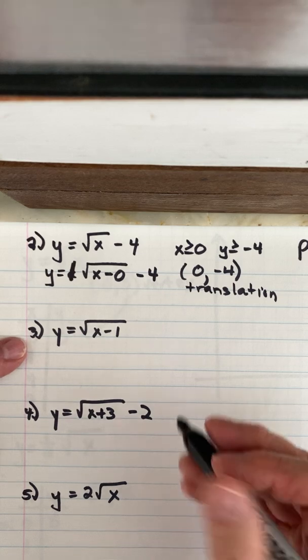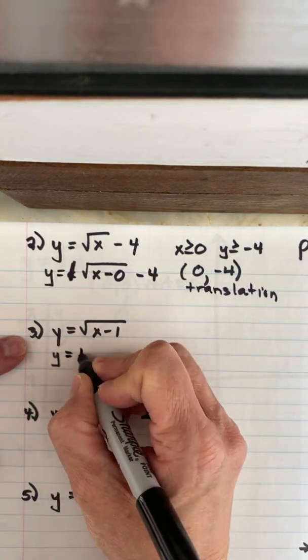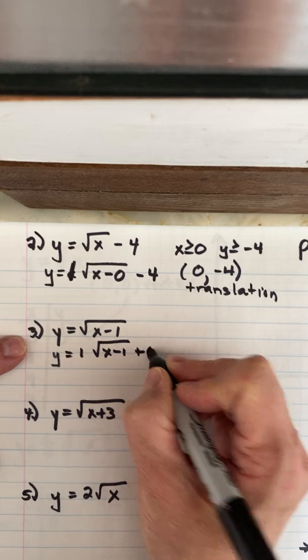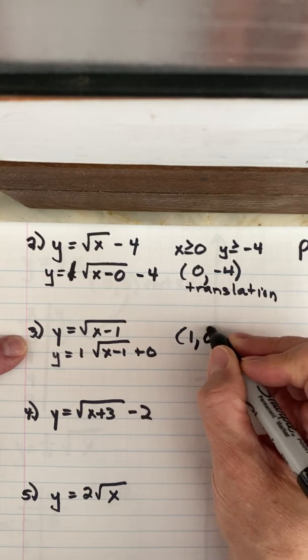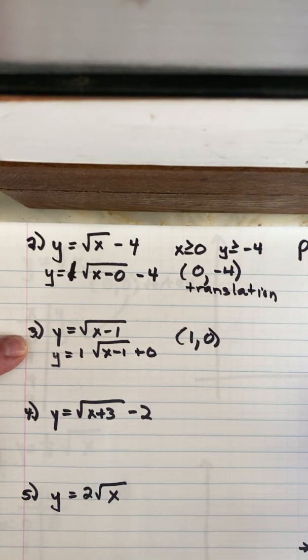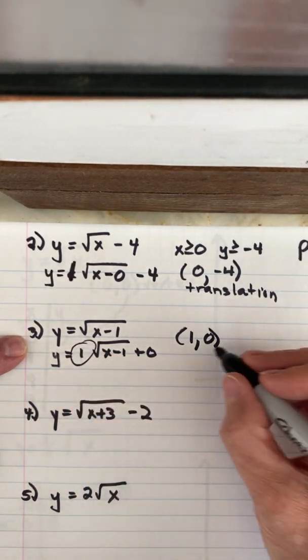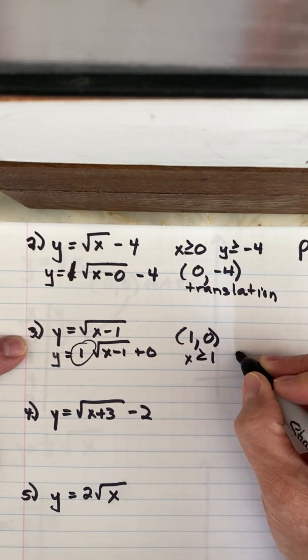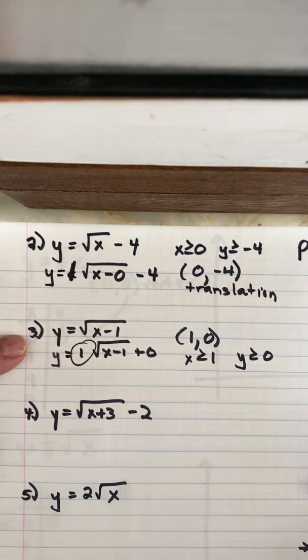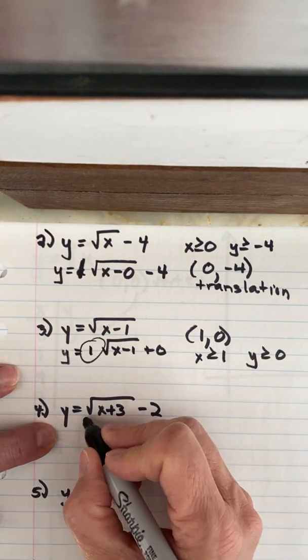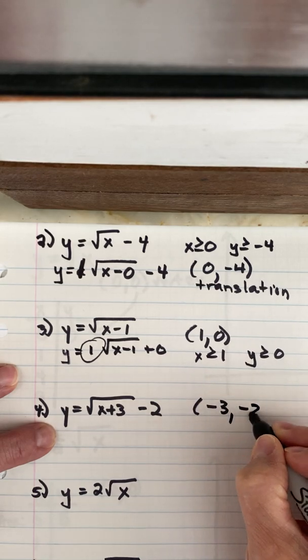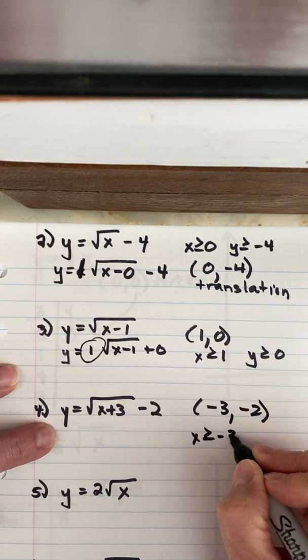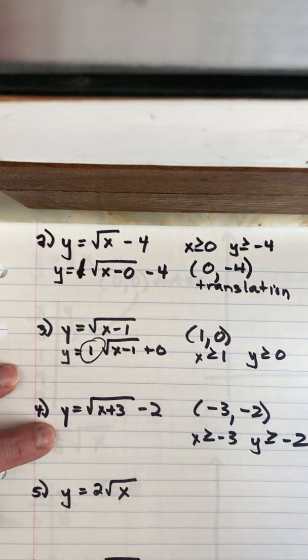Now, looking at number 3. If I put it in the form of y equals 1 times x minus 1 plus 0, that means my vertex is 1, 0. And again, it's just a translation because a equals 1, and x is greater than or equal to 1, and y is greater than or equal to 0 is my domain and range. Now, here, again, a is 1, so this is just a translation. This vertex is negative 3, negative 2, so x is greater than or equal to negative 3, y is greater than or equal to negative 2.